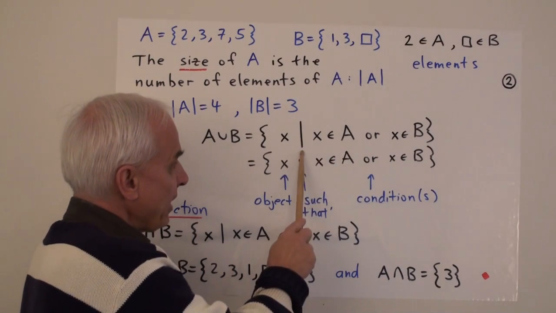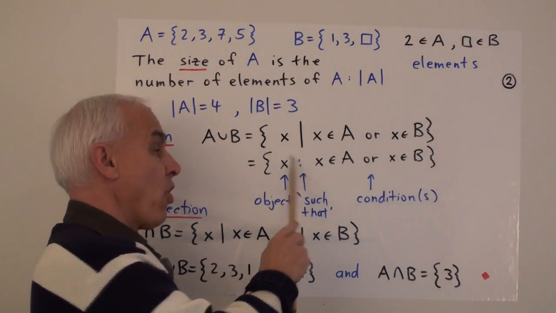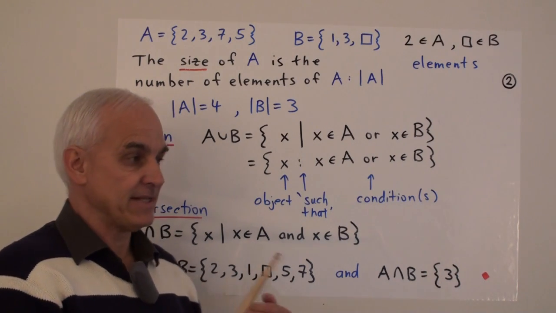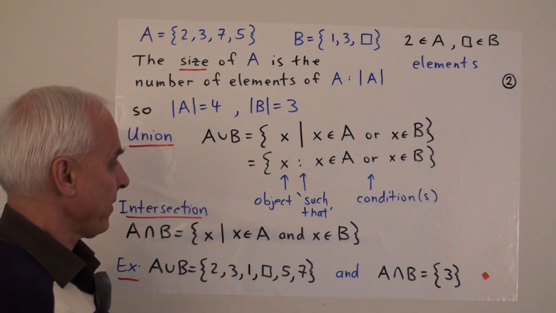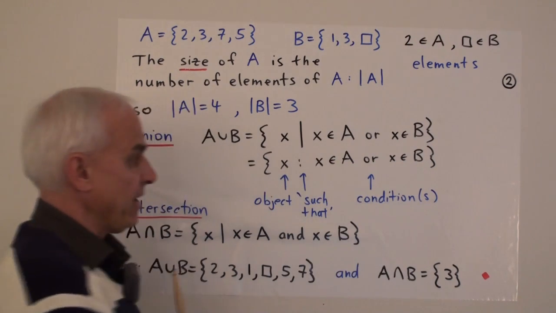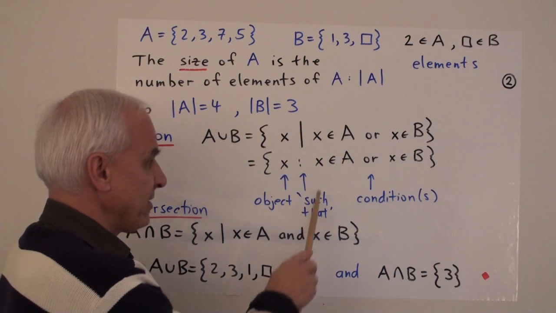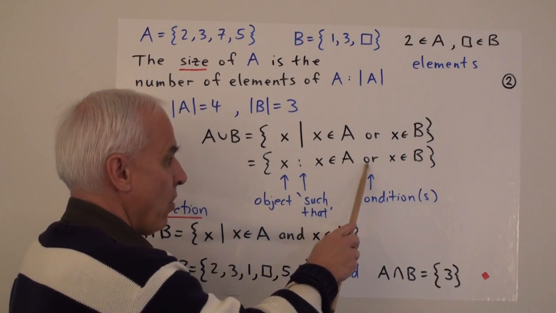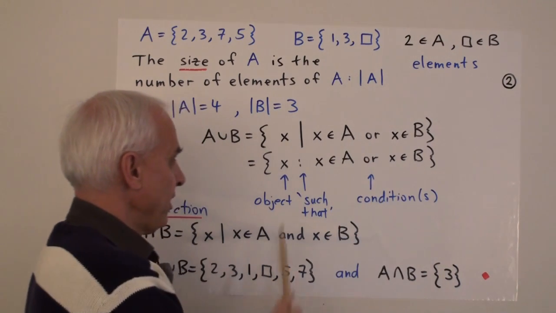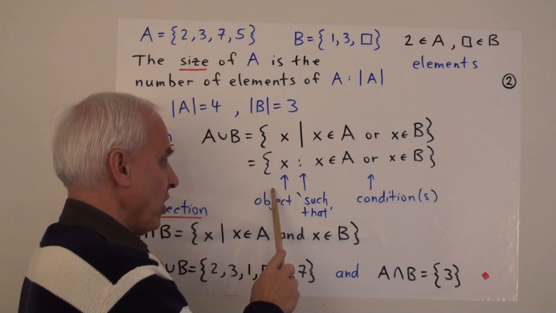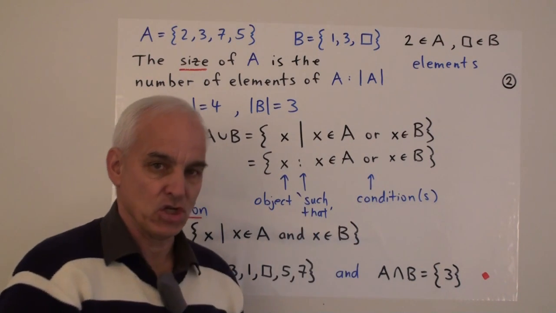Now this vertical line here, which is a lot like the vertical line that we use there, is sometimes replaced with a colon. Right, so it means exactly the same thing. These are just two different ways of writing the same thing. And so here, again, is how we read this. The set of X such that X is in A or X is in B. These are the conditions. This is the object. So we're talking about the set of objects such that they satisfy this condition.